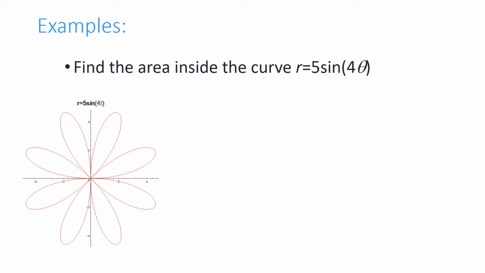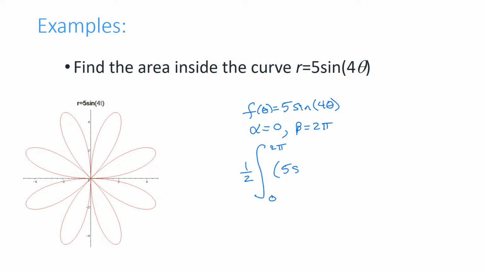We have, let's see, I'm just going to do it with f of theta is 5 sine of 4 theta. And then alpha is going to be 0 and beta is 2 pi, with the caveat that if this was a rose curve with, say, an odd number of petals, you'd have to divide by 2. Okay, so let's set up the integral. 1/2 integral from 0 to 2 pi of 5 sine 4 theta squared.